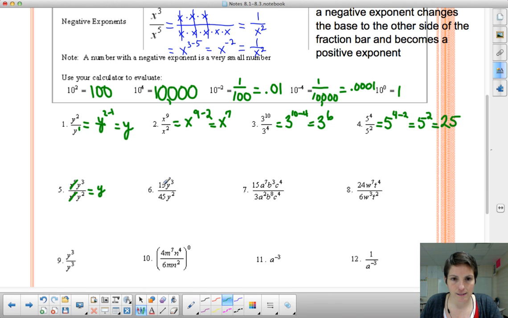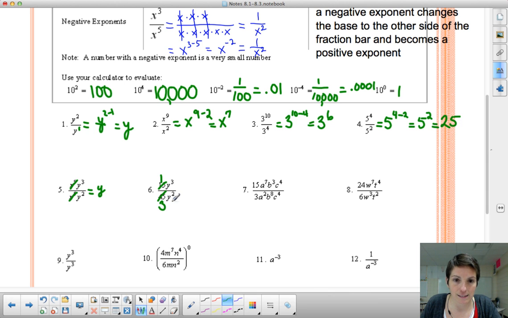Starting at number 6, when we have a number in front, remember that those are still just a fraction. This is still a fractional value. So we treat those bases just like it were a fraction. So 15 over 45 gets simplified first. 15 and 45 are both divisible by 15, so that we simplify that to be 1/3.